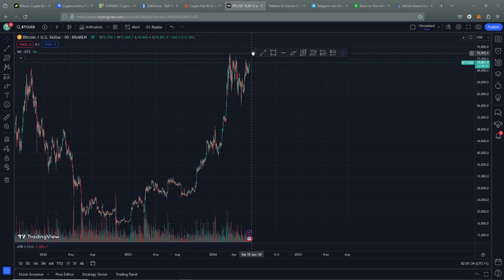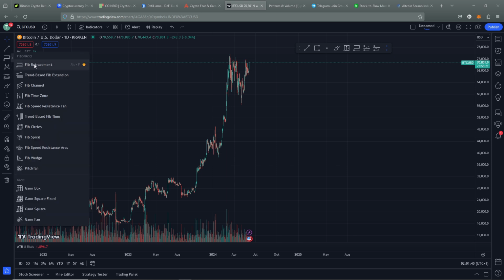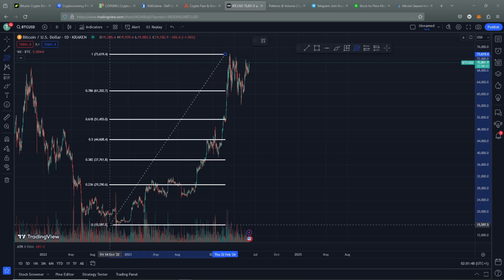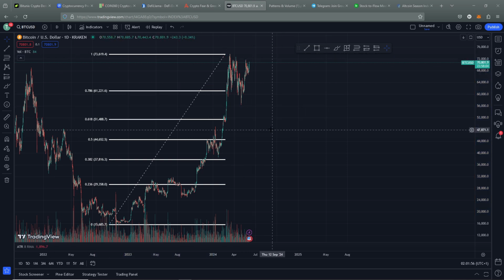actually draw it on your chart, okay? On TradingView, you're going to go ahead and choose the actual Fibonacci retracement tool, which is right here. Go ahead and click on that. And then what we're going to do is go from the swing high down to the swing low, okay? Here I'm on the daily time frame, so I'm doing this a little bit longer term to show you guys this.